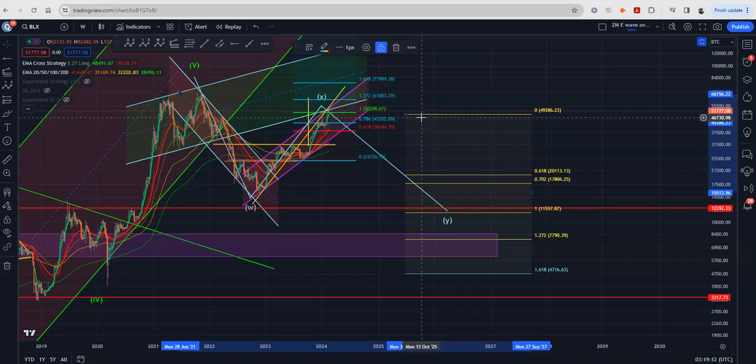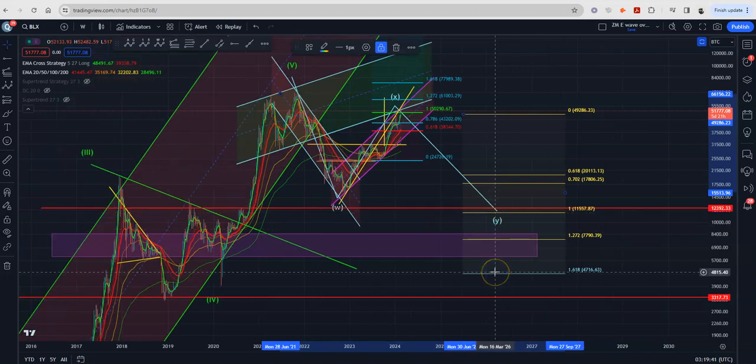Usually, the high probability move of this A, B, C, or W, X, Y is that we will mirror this move exactly in the downward fashion. We will mirror this percentage drop. So we should be going all the way down to 11K. That's the highest likelihood, 11.5K. Worst case scenario is 47.16. It's the absolute worst of the worst. I doubt we'll get there.